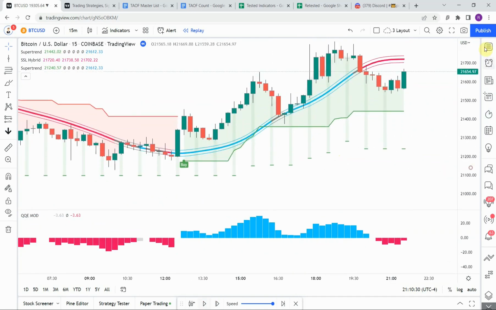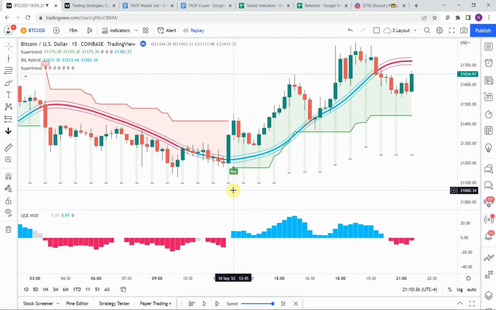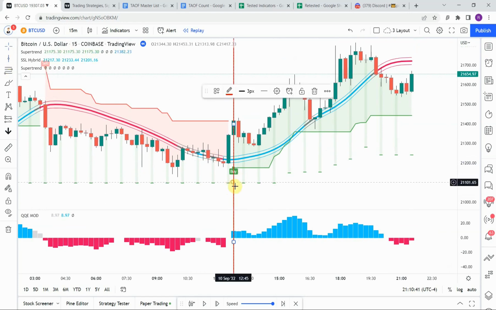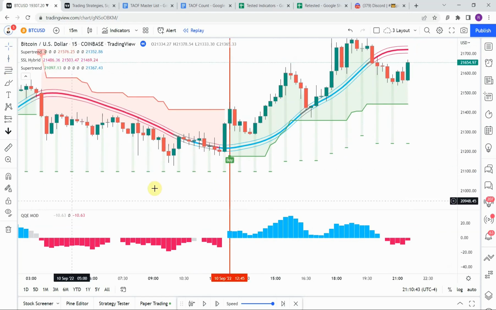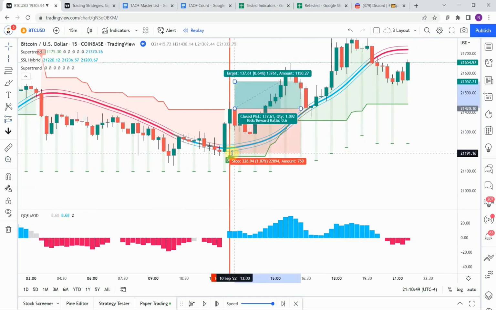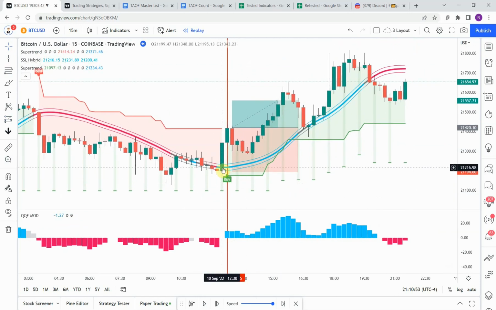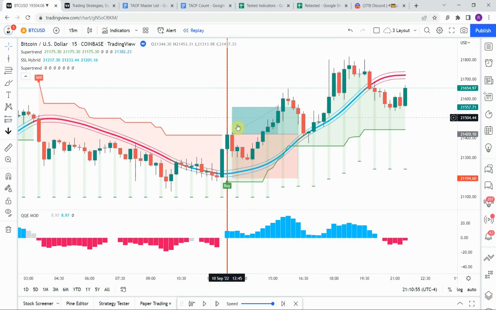And so that was a valid buy signal right here. Our higher time frame super trend was in the buy position. We then get a confirmation right there on that one, and we take a long position. Two candles back, we set our stop at the low, which just happens to be the baseline in this particular case.